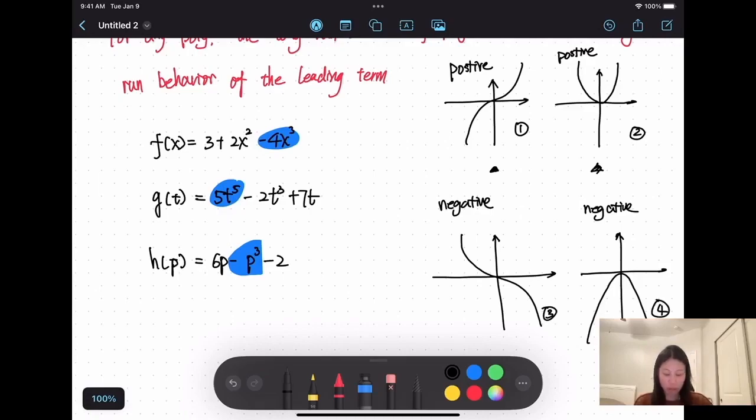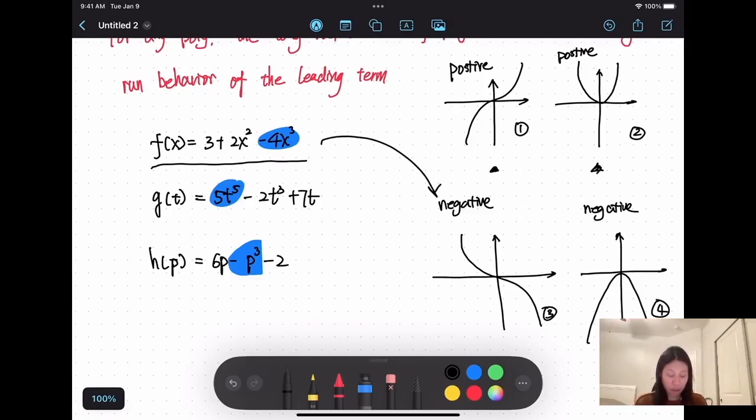Alright, so now let's go back to our first function. f(x) equals 3 plus 2x squared minus 4x to the cube. The long-run behavior of this polynomial is going to match the leading term, which is negative 4x to the cube. So what does that look like? It's a negative, so we know that it's going to be in the bottom ones, and since it's to the cube, an odd power, the function should match the third graph here.